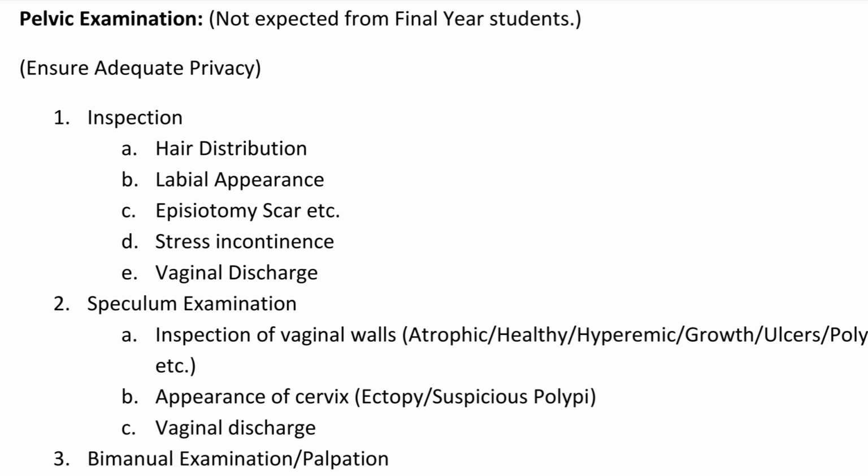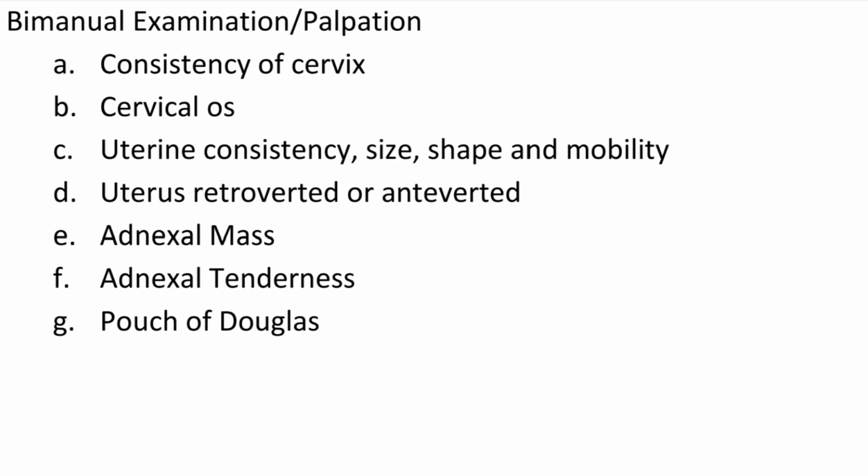Moving on, you will do a speculum examination. You will inspect the vaginal walls, whether they are atrophic, healthy, or hyperemic, and whether there is any growth, ulcers, or polyps on them or not. Then the appearance of the cervix, and number C, any vaginal discharge.